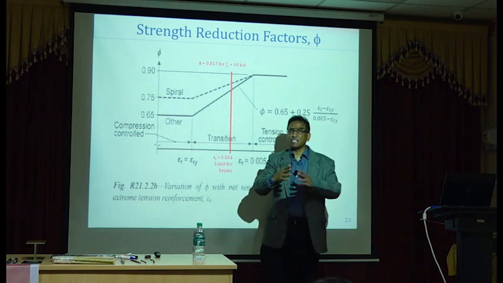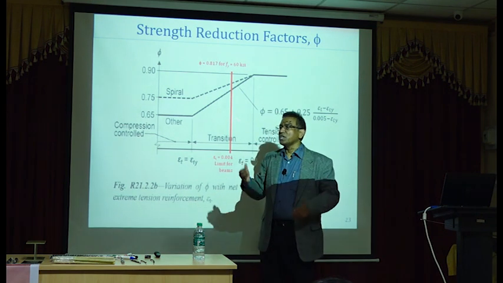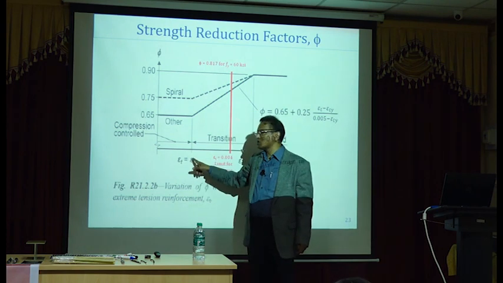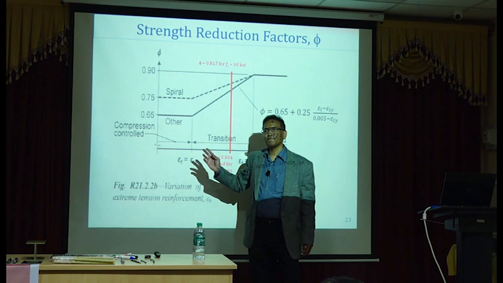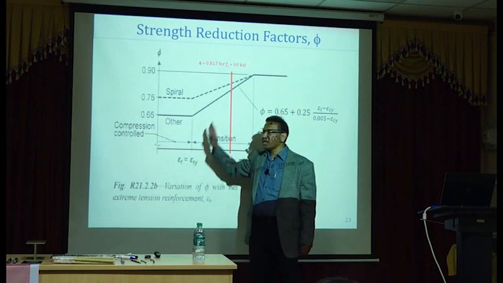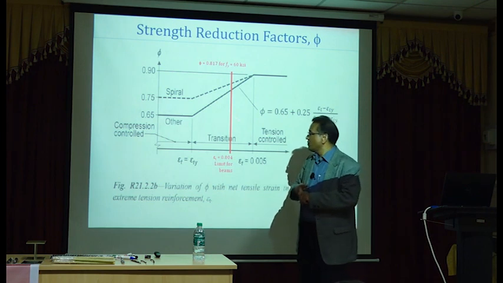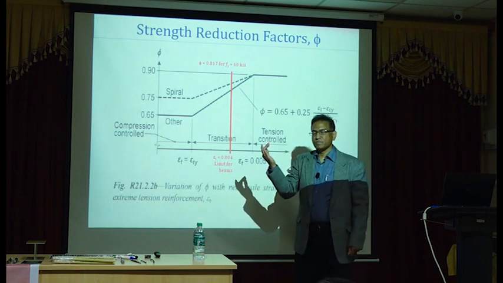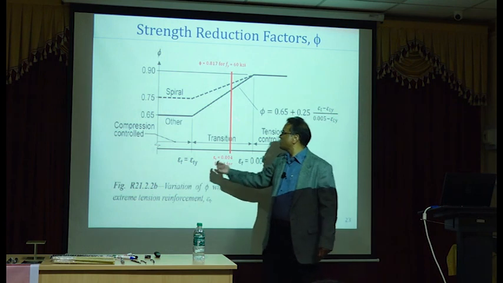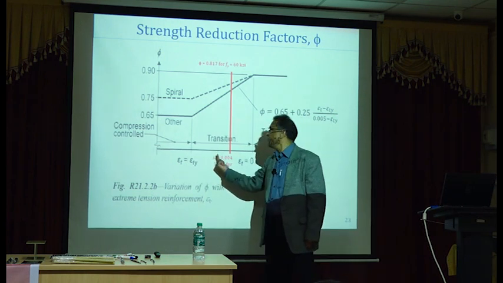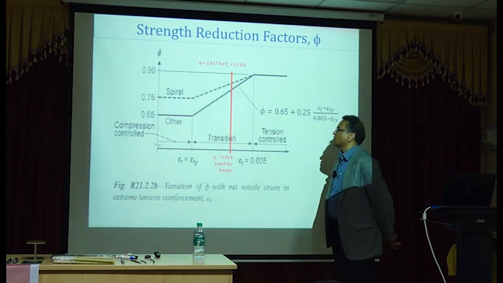But now ACI has opened up the use of higher grade steels. Therefore, they don't say this is 0.002. They say it's epsilon ty. Because for higher grade steels, like if you have 100 grade steel or 120 grade steel, which is 800 MPa steel, then this will be 0.004. So it is dependent on the grade of your steel.